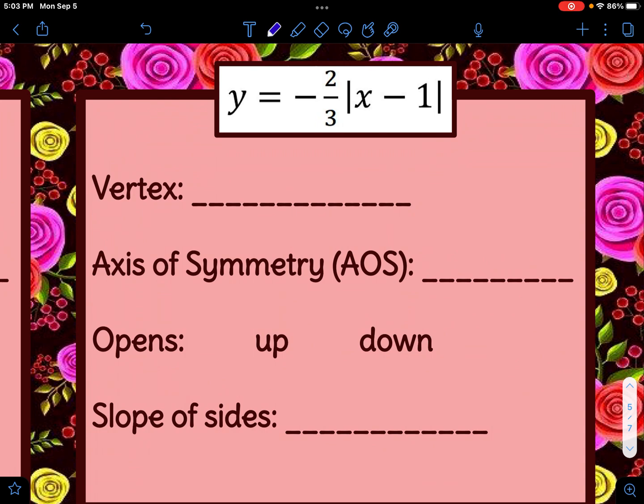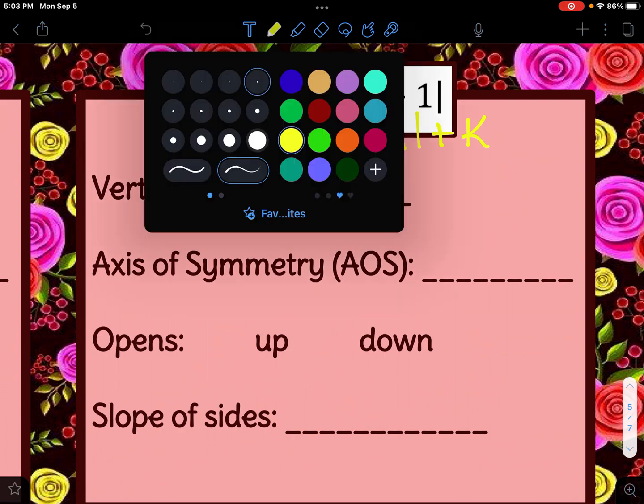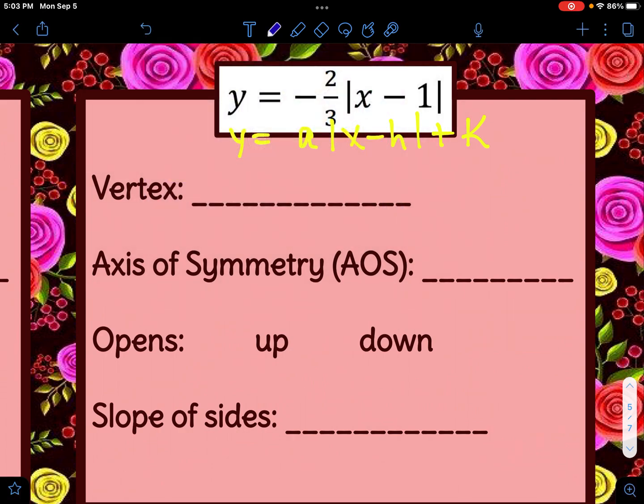Now let's do this one. I'm going to write that again: y equals a times absolute value of x minus h, plus k. Ooh, okay. We'll deal with it. So the vertex here: change the sign on h, keep the sign on k. There's no k. So what do I do?